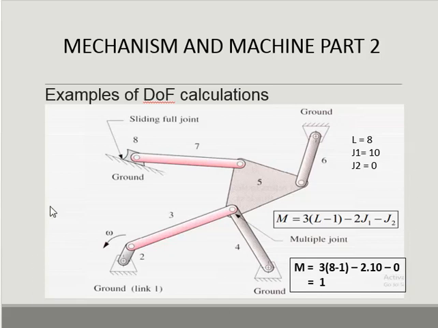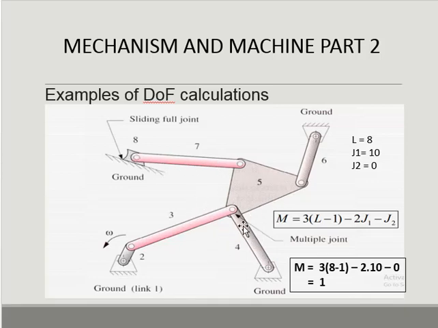You can look at this picture. First you must count the links. 1, 2, 3, 4, 5, 6, 7, 8. You can count that this picture has 8 links. Now you can count the J1 or lower pair joints. 1, 2, 3, 4, 5, 6, 7.